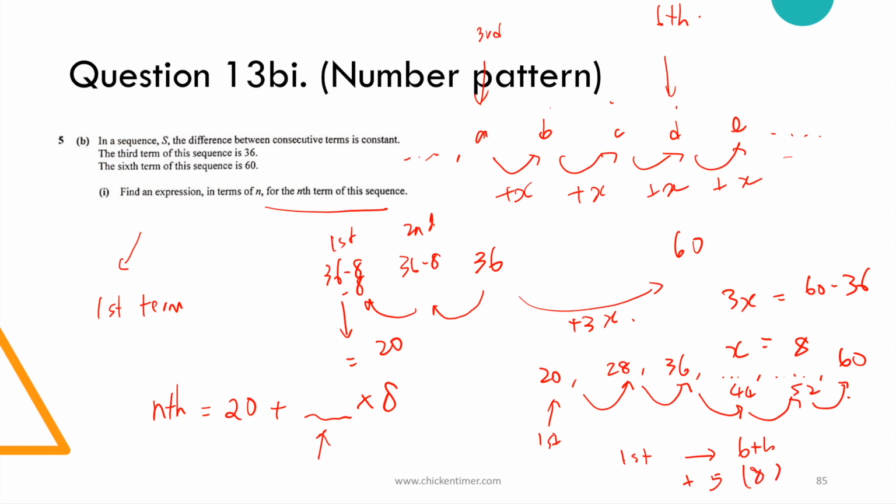Okay, so if you want to go from the first term to the fifth term, you plus 4 eights. So that means if you want the nth term, you will have to plus n minus 1 of each. So you end up expanding this, and you get 12 plus 8n.